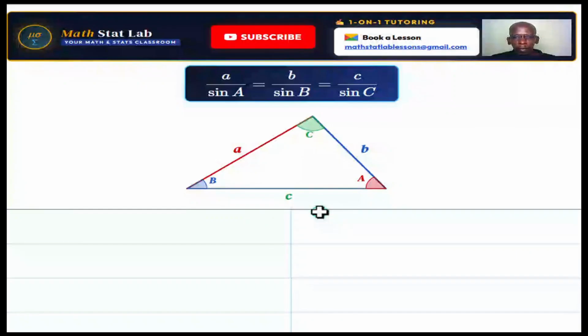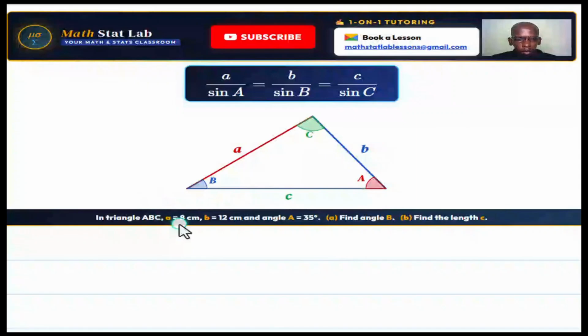From there, we can use this rule, which says a divided by the sine of A, which is this angle, is equivalent to b divided by the sine of B, which is this angle, which is equivalent to c divided by the sine of C, which is this angle here. We can use the logic of the sine rule to find any side or any angle of this triangle. So, let's try an example.